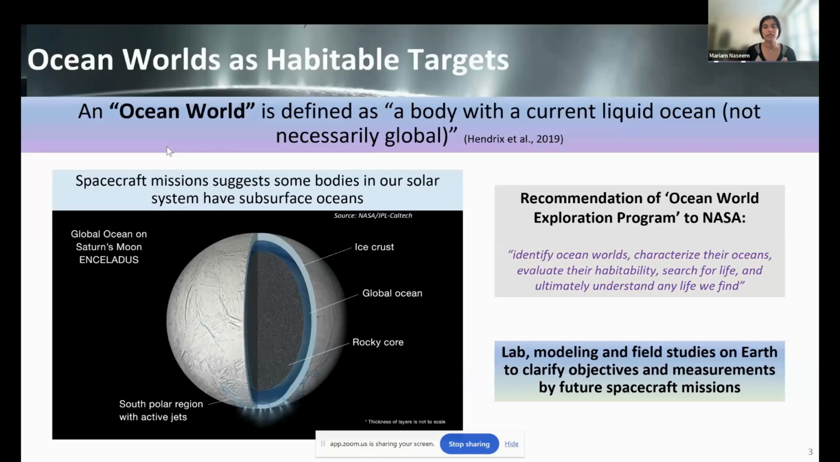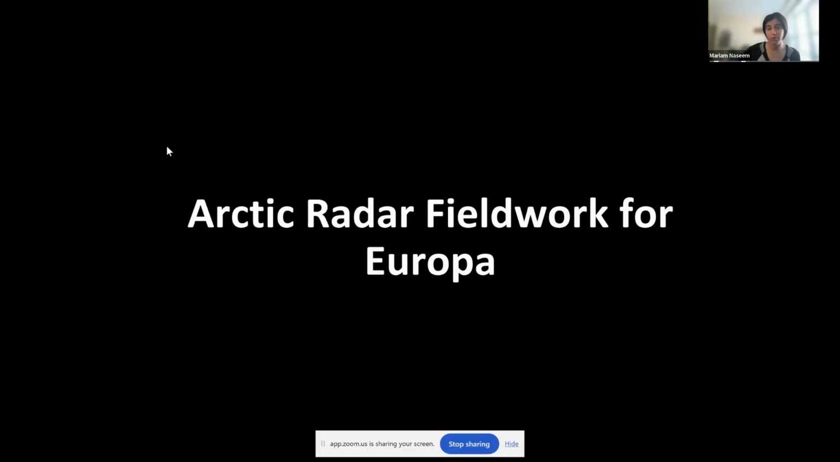And in turn, this leads to different efforts on Earth in the lab, modeling studies, and fieldwork, like I'll talk about, to begin to understand some of the science objectives and measurements that future spacecraft missions to these ocean worlds may want to explore. So with that context, the first project I'm going to talk about is some Arctic radar fieldwork we did that may have implications for Europa.